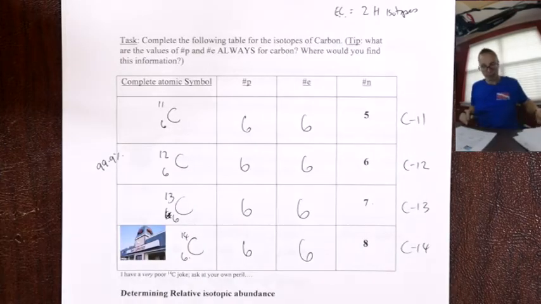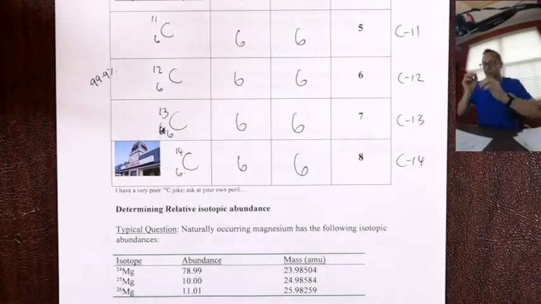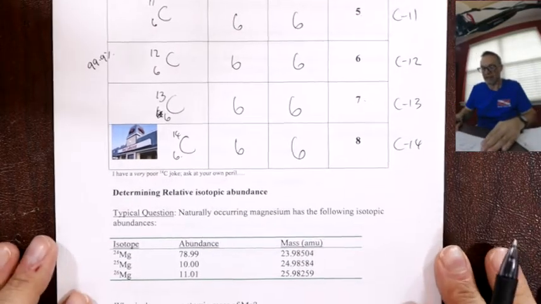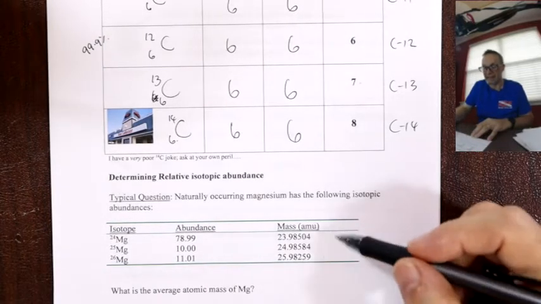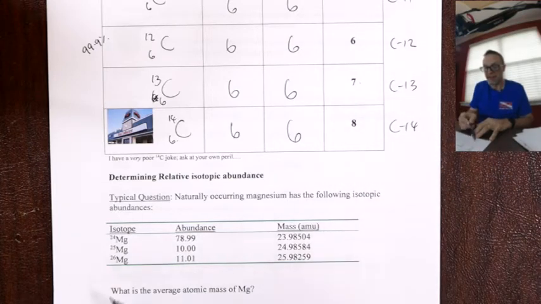So there's an isotope table. Every element has its own range of isotopes. Carbon has 4. An interesting one, which is great for academic study, is magnesium. Turns out magnesium only has 3 isotopes, and there they are. Okay, so we have this information.